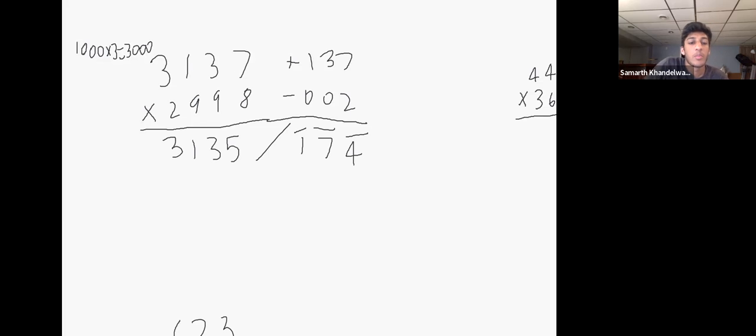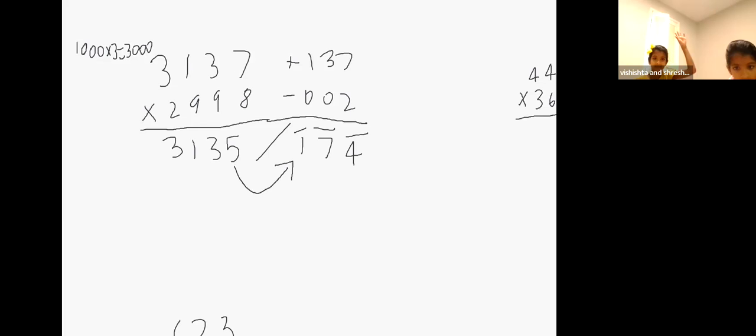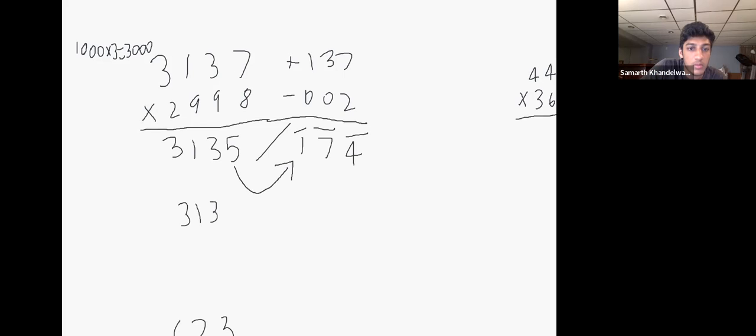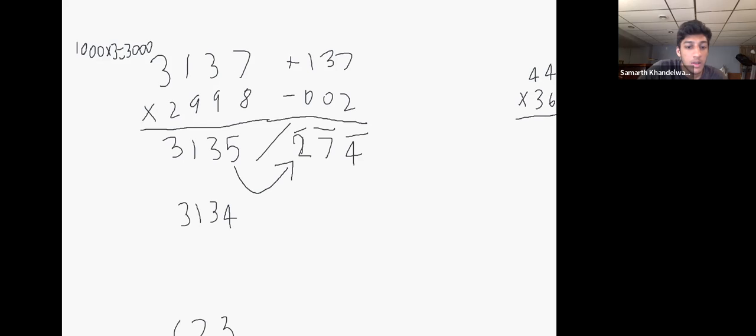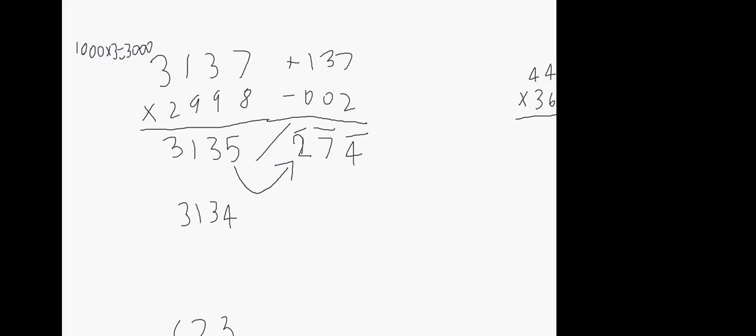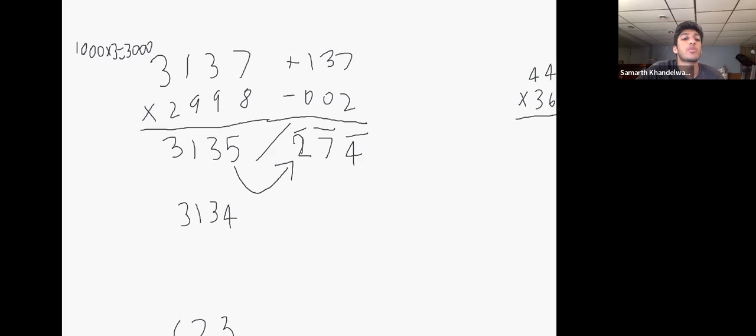Remember, there's that. But then you have the reverse carry, right? So you've got to carry 1 from here to there, and it's going to be 3,134. Isn't it minus 274? My bad. Thank you. So then you're subtracting 1 from here, and you're adding 1,000 here, and so you'd get 726. So this should have been your answer.